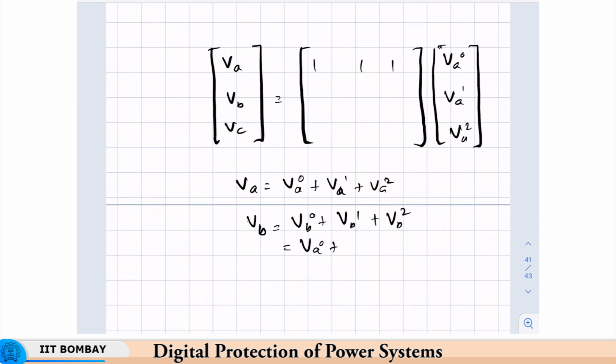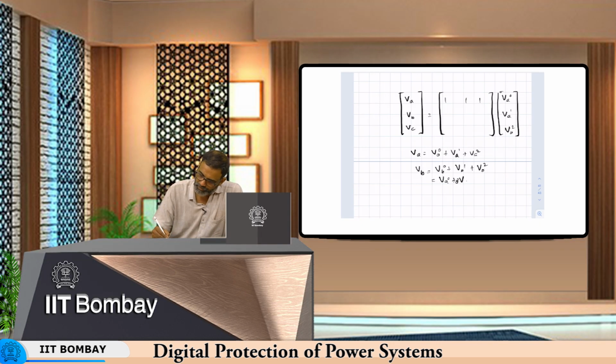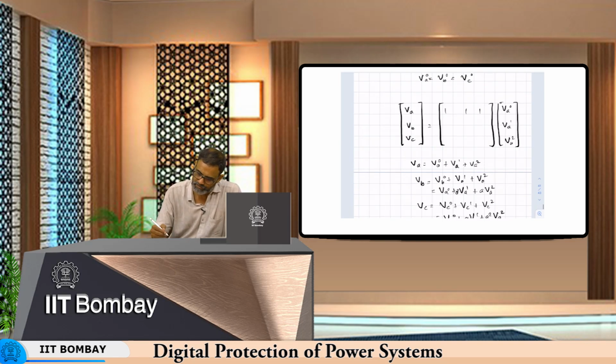VA0 plus A square VA1 plus A VA2. Similarly, VC can be written as VC0 plus VC1 plus VC2, which is the same as VA0 plus A VA1 plus A square VA2. So, in a compact form, we can write this as 1, A square, A; 1, A, A square.